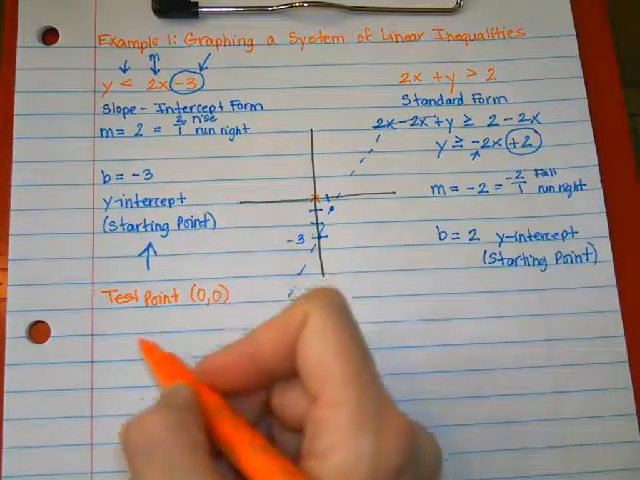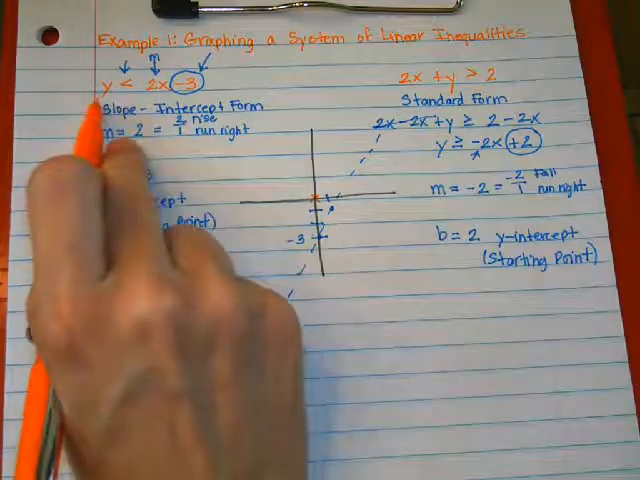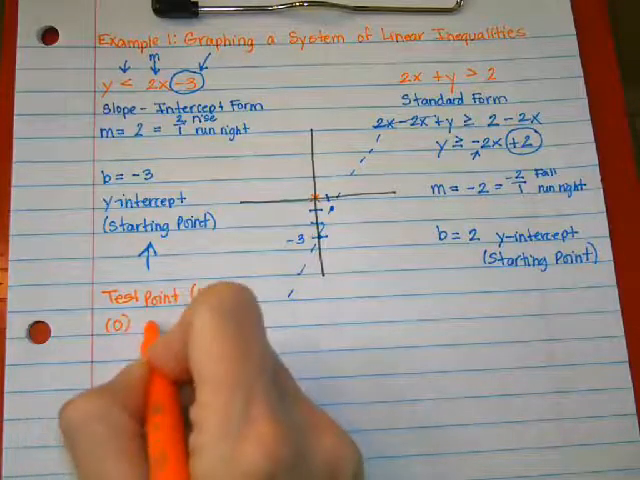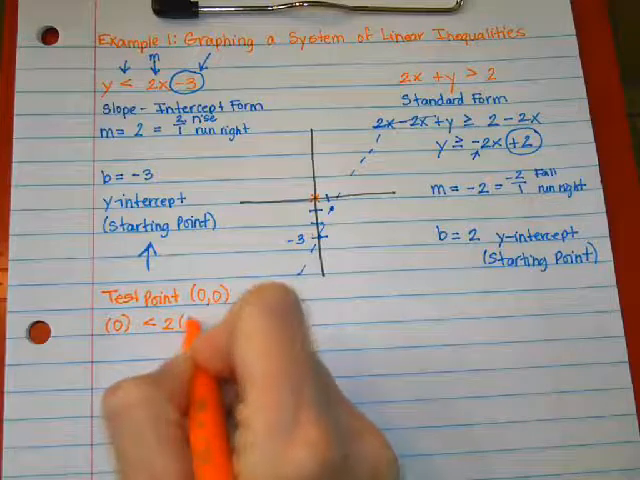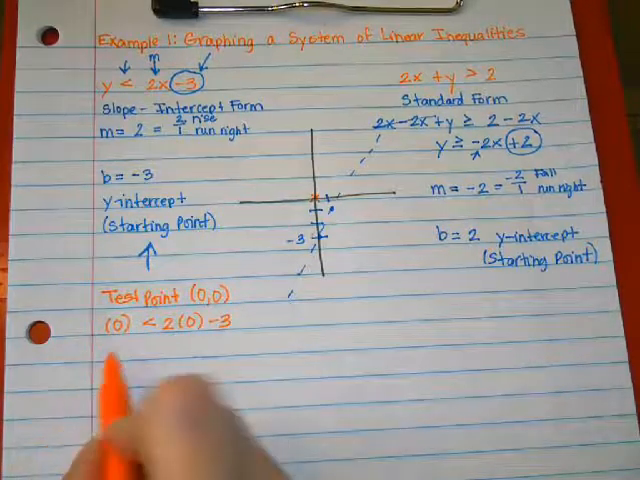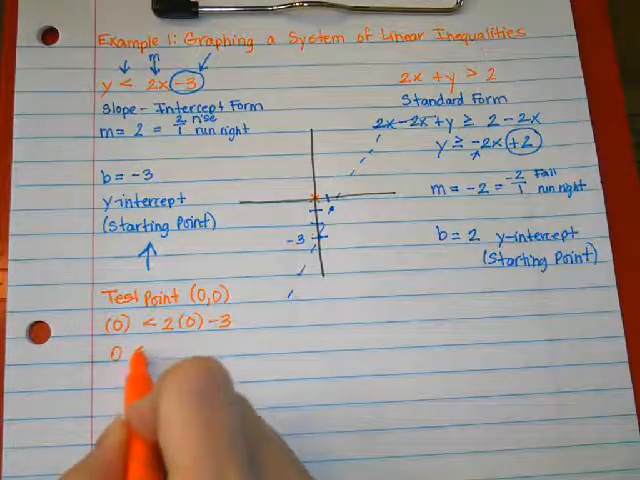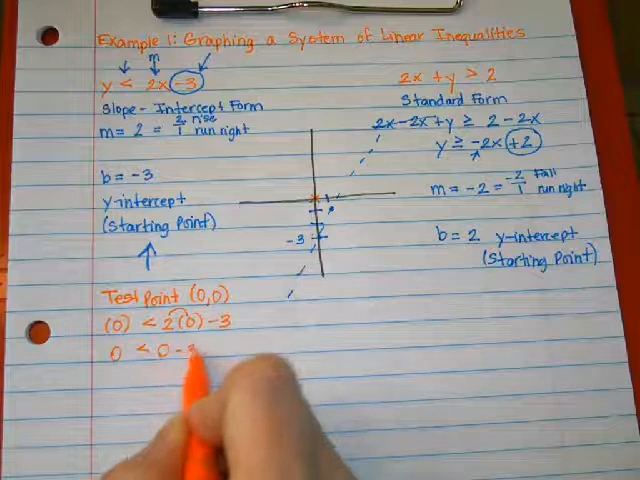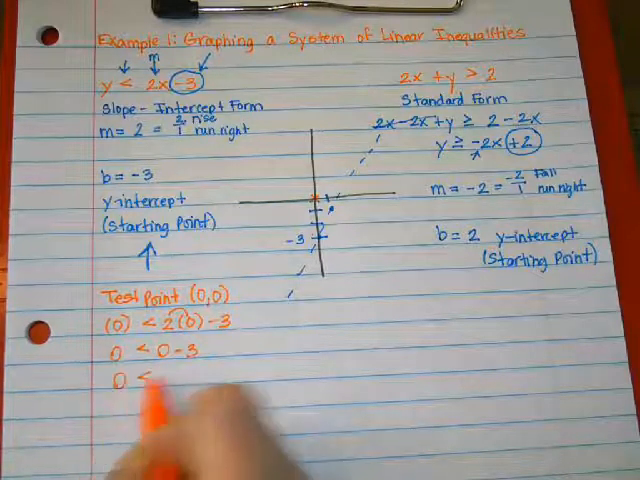So I'm going to use the original inequality. That's because it's in slope-intercept form. We're going to replace the y with 0. And we're going to replace the x with 0. There's no value other than 1. So when we distribute, we just keep 0. And then we have 2 times 0, which is 0. Then we have 0, and 0 take away 3 is -3.